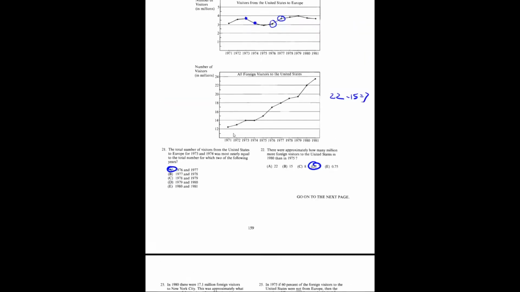Number 23. In 1980, there were 17.1 million foreign visitors to New York City. This was approximately what percent of the total number of foreign visitors to the United States? So we need the total number of foreign visitors to the U.S. in 1980. And again, that's 22 million. So our fraction is going to be 17.1 over 22.